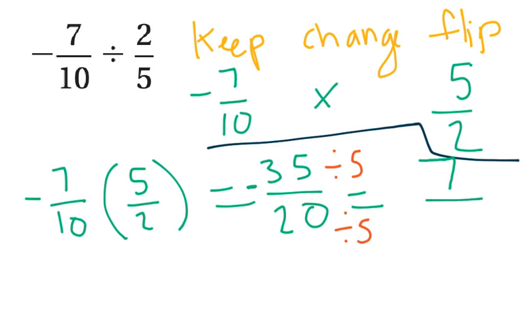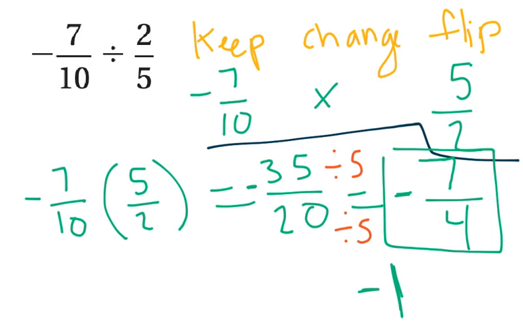Sorry, it's getting cramped, you guys. 7, and then 20 divided by 5 is 4. So our answer is 7/4. But wait, don't forget this negative right here. So our answer has to be negative 7/4. The other way that you could write this is, 7/4 is more than 1 whole. So you could rewrite this as negative 1 whole, because 4 fits into 7 1 whole time, with 3/4 left over. So negative 7/4 or negative 1 3/4.